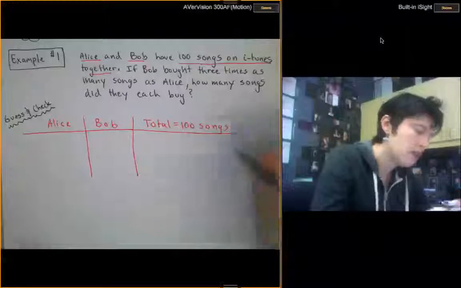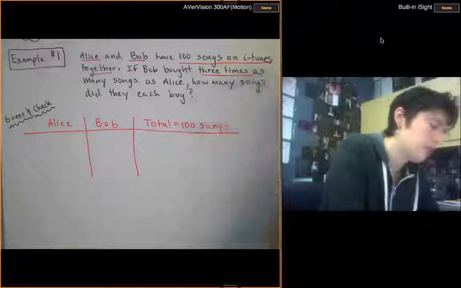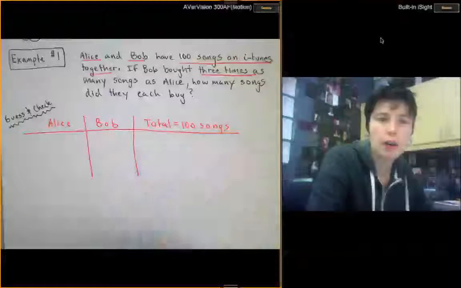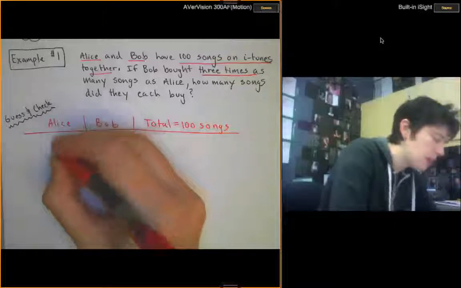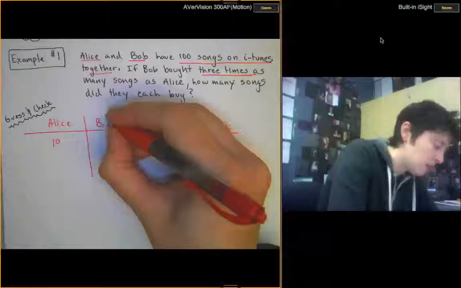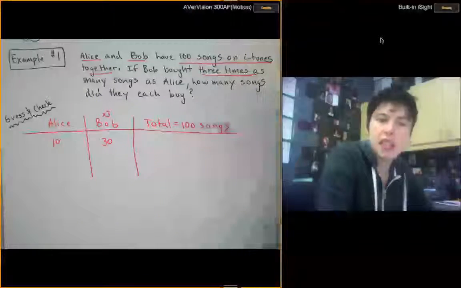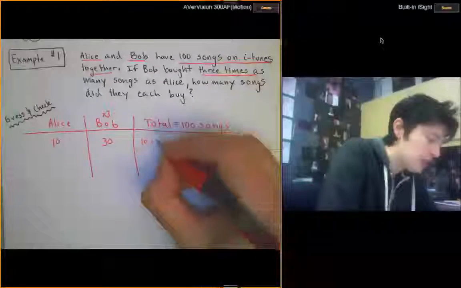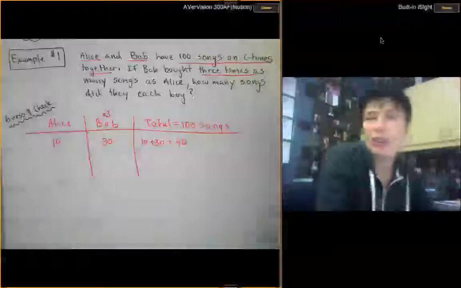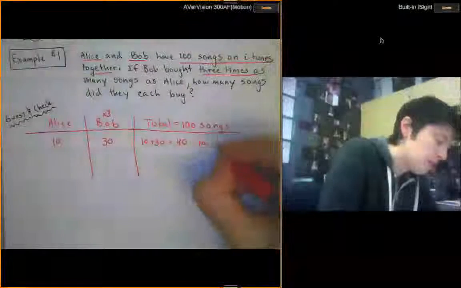So Alice and Bob have 100 songs together. If Bob bought 3 times as many songs as Alice, how many songs did they each buy? So 3 times as many. So if Alice bought 10 songs, Bob bought 3 times as many. So I'm going to remember that it's times 3. So that would be 3 times 10 is 30. And if Alice has 10 and Bob has 30, 10 plus 30 equals 40 songs. And we know that's too small. I've made too little of a guess. We need 100 songs, so too small. But at least I've shown my thought process. Now anyone who's reading my work gets what I'm doing here.